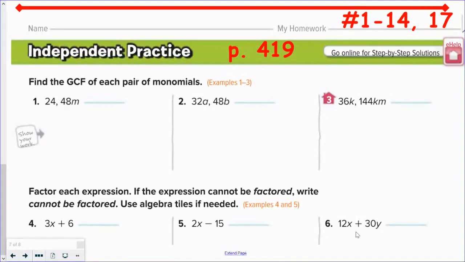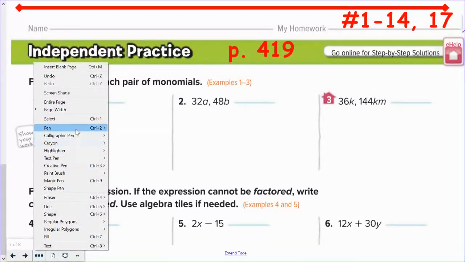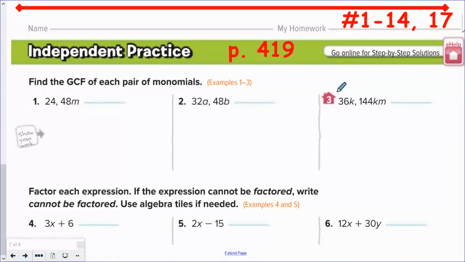Okay, if you are still watching this video and you are in Mrs. Oliver's class, put a star above this house for an extra point for watching your video all the way. Okay?